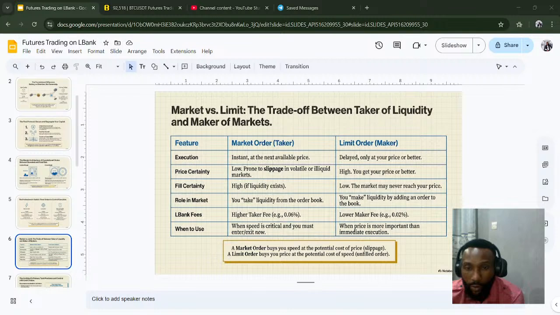When to use a limit order: when price is more important than immediate execution. Basically, you do your analysis properly and wait for the market to reach your price, or to trigger your price, and you're good to go. A market order buys you speed at the potential cost of price slippage. I'll also explain slippage to you guys. And a limit order buys you price at the potential cost of speed. You understand? A limit order takes a while before it's filled, but it buys you price at the potential cost of speed.